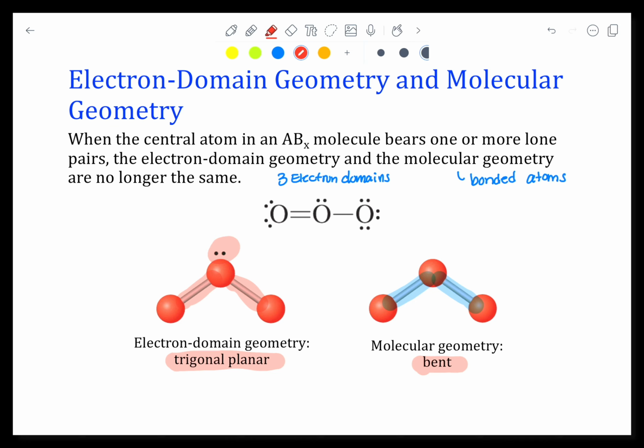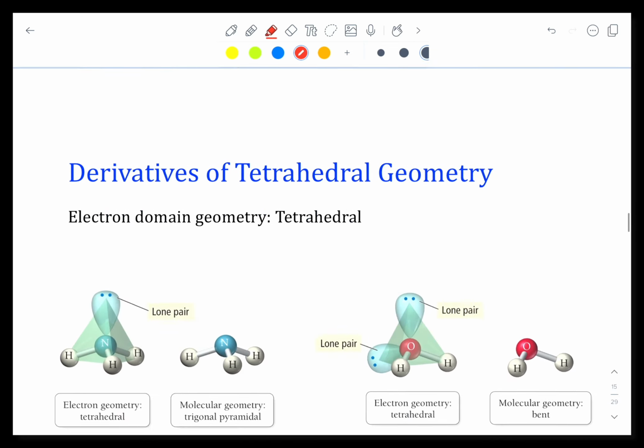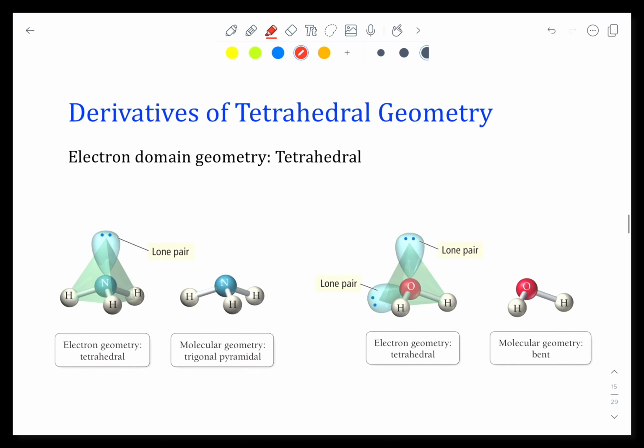Now this applies to each of our geometries. So what we're going to do next is go through each geometry and talk about how adding lone pairs affects the structure and the molecular geometry and the specific names we have for the molecular geometries. So we first looked at our trigonal planar. Our linear molecules will never have lone pairs, so don't worry about linear. It's always going to be linear. There will be no lone pairs there.